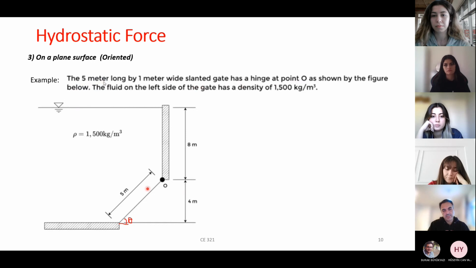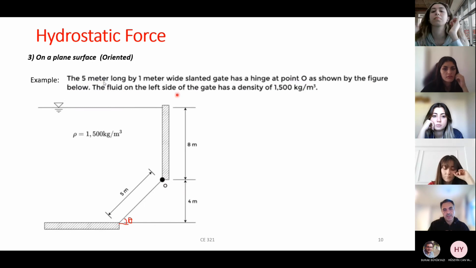Slanted gate, it means that in one side we have water. This is called gate. Plate, also gate means a plane. Like this is a gate because it can be open or closed to release this oil. Has a hinge at point O. This is my hinge, as shown by the figure below. The fluid on the left side of the gate has a density, also density given. And now what is the force or resultant force acting of this liquid on this gate?